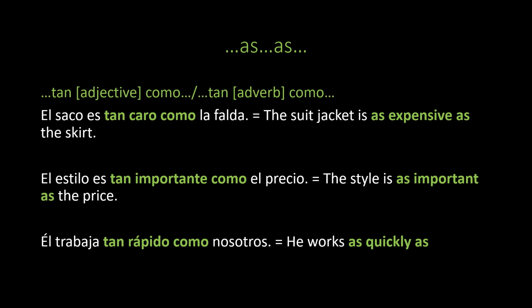The third type of comparison uses two things that are equal. So typically you're going to have tan como if you're dealing with adjectives or adverbs. Take a look at these three examples. El saco es tan caro como la falda. Tan caro como means as expensive as. Notice that caro, being an adjective, has to agree with saco. Saco is masculine singular, so caro needs to be masculine singular as well.